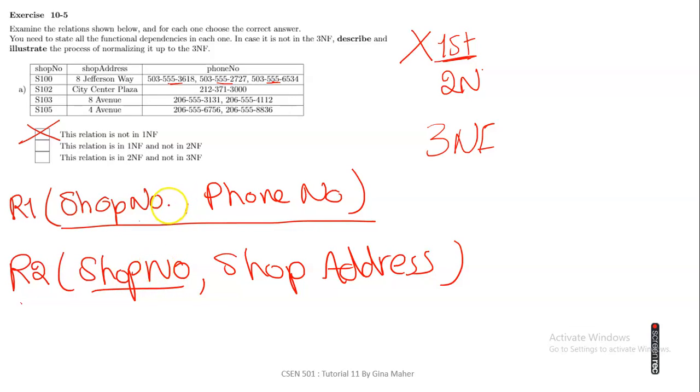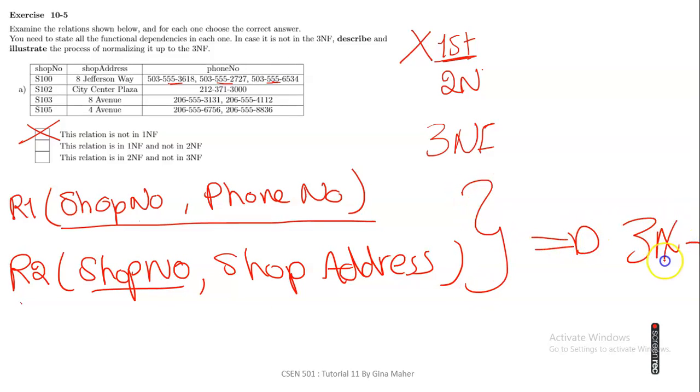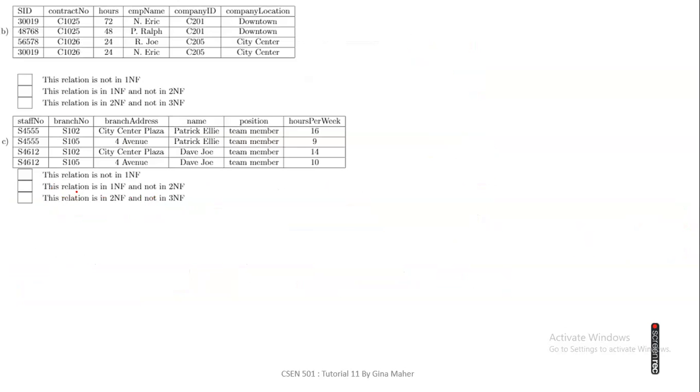In this one, there is no transitive dependency, same here. So now both of them are in the third normal form. Let's move to another example.